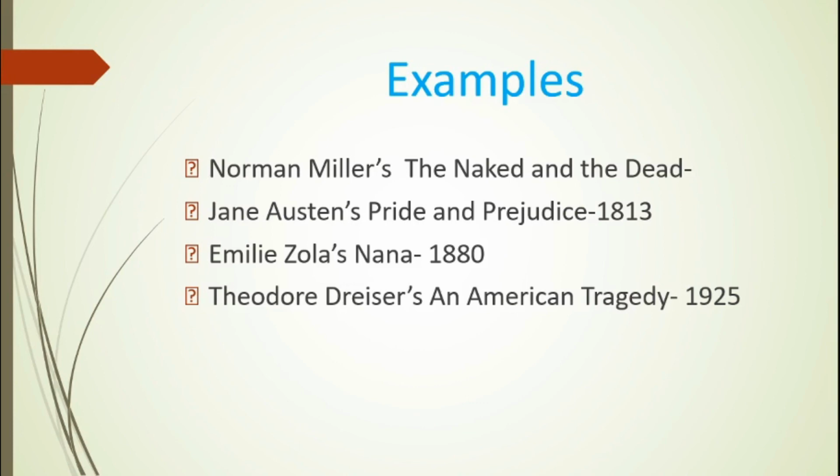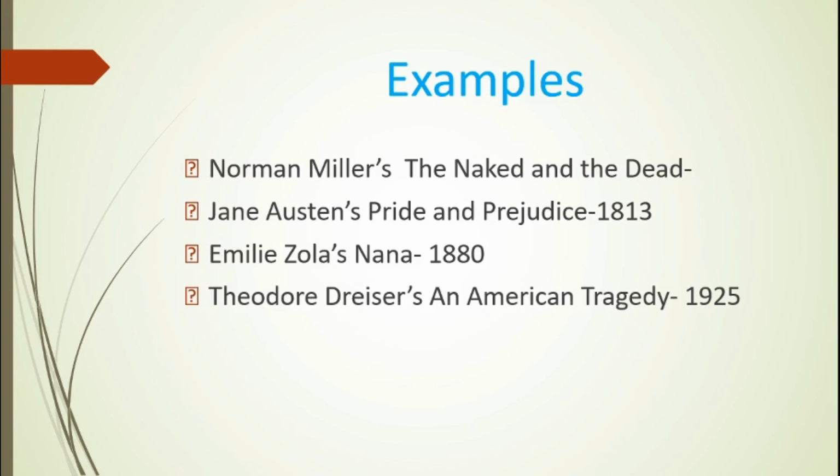So, for example, Norman Mailer has written one novel, that is The Naked and the Dead. Actually, this novel is based on World War II, which gave a very bad experience to the world. The second novel which you studied last year is Jane Austen's Pride and Prejudice. Actually, it is not a naturalistic novel, but you can see that it is realistic because there are so many things which were depicted by Jane Austen in that novel. Jane Austen has depicted the woman's world, woman's mind and woman's heart in that novel.